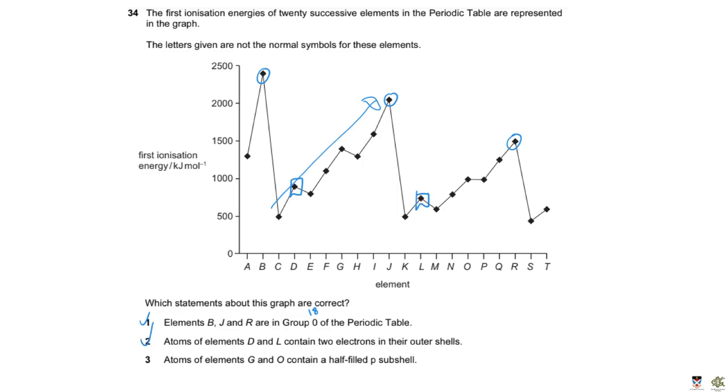And then elements G and O contain a half-filled P subshell, so that would be 3 electrons in the P orbitals. And we also know that's correct because as soon as we go beyond that, where we have to add a 4th electron to that P subshell, we get a paired P orbital, and as a result of the electron pair repulsion, we see a decrease in the ionization energy. So 3 is also a correct option. So all 3 options are correct.